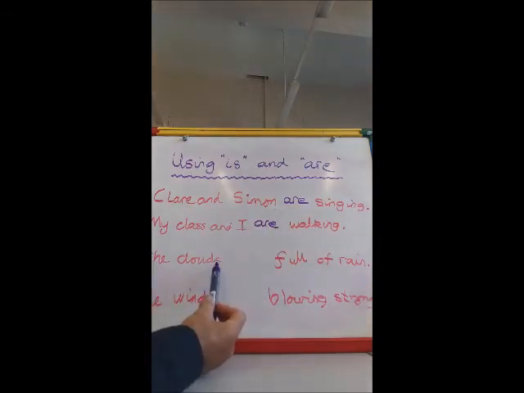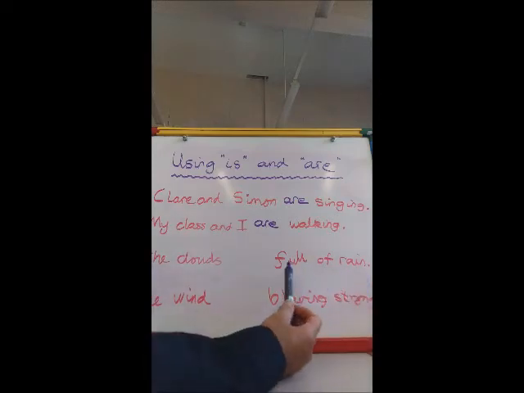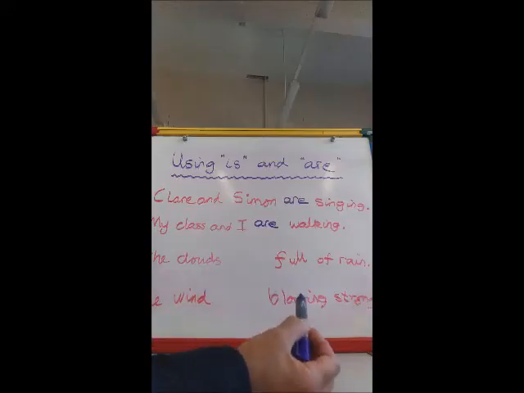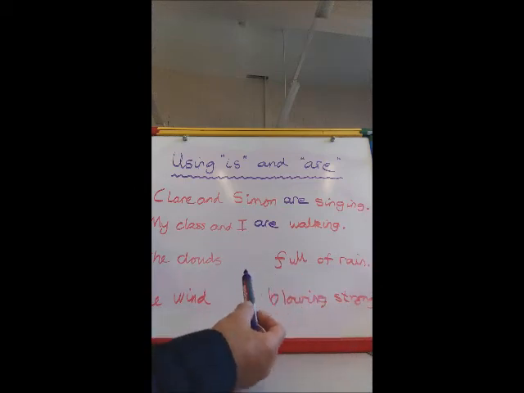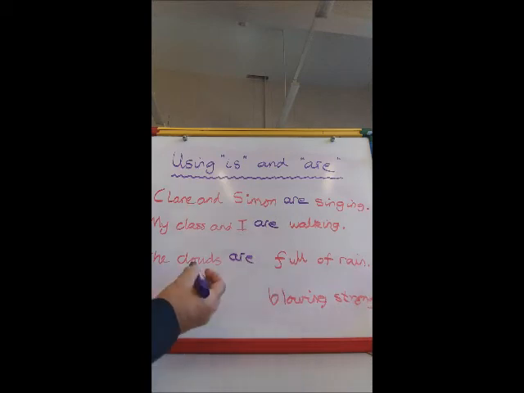The clouds something full of rain, which means that it's going to rain very, very soon. So the clouds is full of rain. Does that sound right? Quite often with these situations, if it doesn't sound right, it's not right. So the clouds are full of rain. Remember, more than one, there's more than one cloud. More than one means "are".